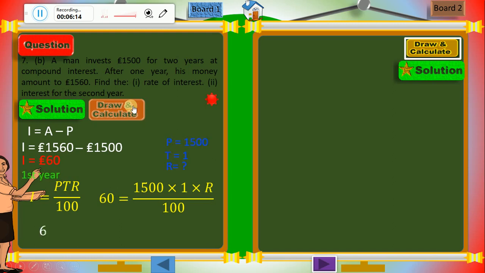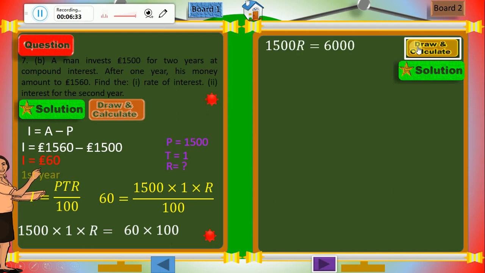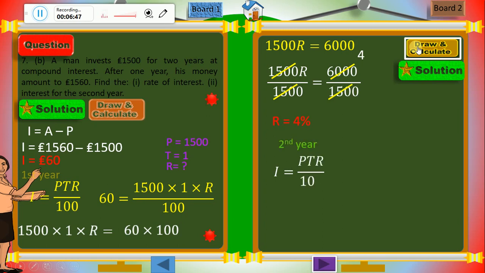Cross multiply. We have that and equate. Then making R the subject, we have 1,500 R is equal to 6,000. Divide both sides by 1,500 to find the value of R. So R is equal to 4%.